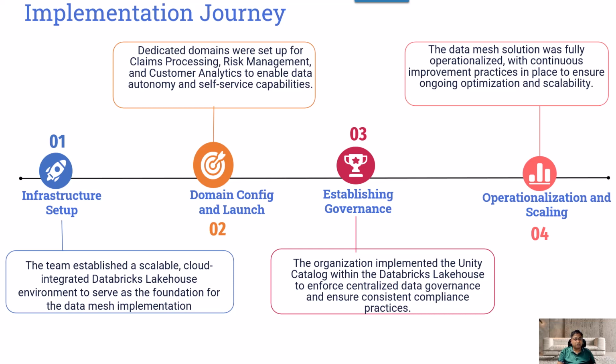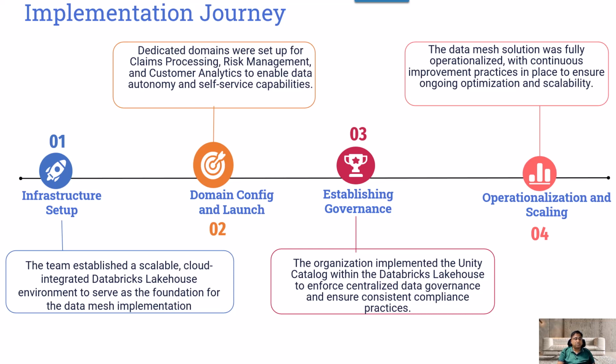Databricks Workspace is implemented because for each business domain, like life, property, and casualty, we have implemented different workspaces, and those workspaces enable localized control over the data for the respective data ecosystem. Unity Catalog is implemented as a centralized governance tool to manage data security, compliance, and quality across the different domains. This way we implemented a scalable, secure, and integrated infrastructure, which becomes a solid foundation for the data mesh. Then in phase two, we started doing the domain configuration and launch.